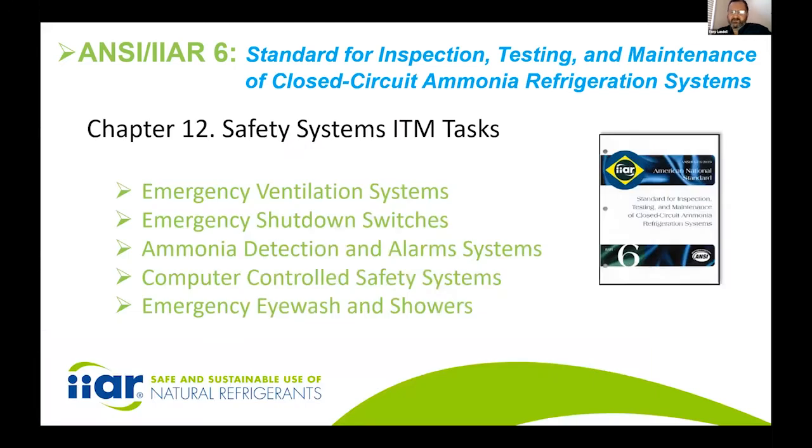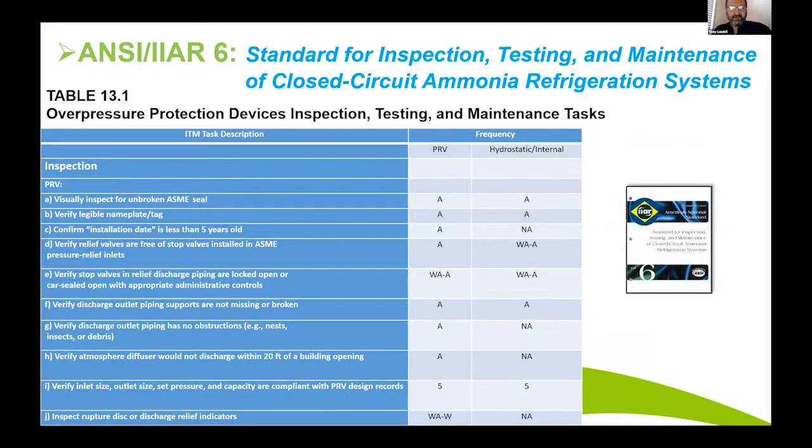And we have a chapter 12 that has safety systems for inspection, testing, and maintenance tasks. These items include emergency ventilation systems, emergency shutdown switches, ammonia detection and alarm systems, computer control safety systems, and emergency eye wash and showers, which I showed some pictures of previously. And here's another example, overpressure protection devices. It shows the inspections on the left, PRV, pressure relief valve, and then on the right, it shows PRV, whether it's going to atmosphere or it's a hydrostatic or internal relief back into the system.